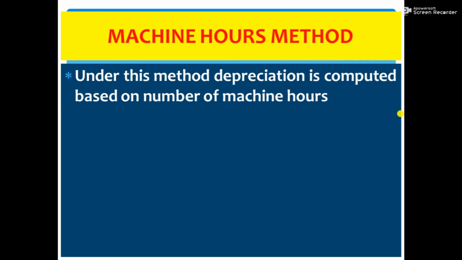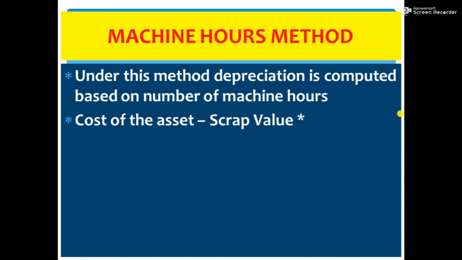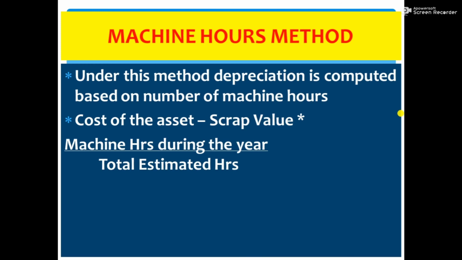Next method is machine hours method. It is also just like production units method. Under machine hours method, the depreciation is computed based on number of machine hours. Instead of number of production units, here we compute the depreciation based on number of machine hours. Therefore, the formula is cost of the asset minus scrap value, that is the depreciable amount, into number of machine hours during the year divided by total estimated hours.